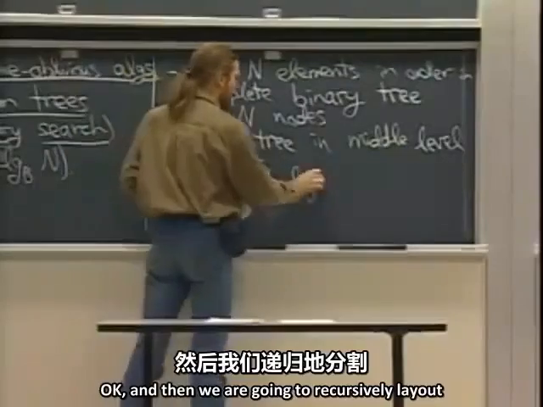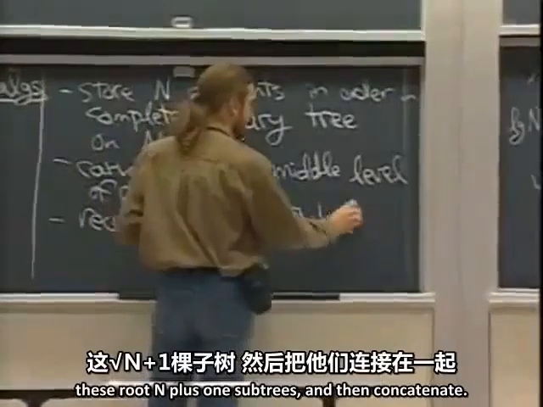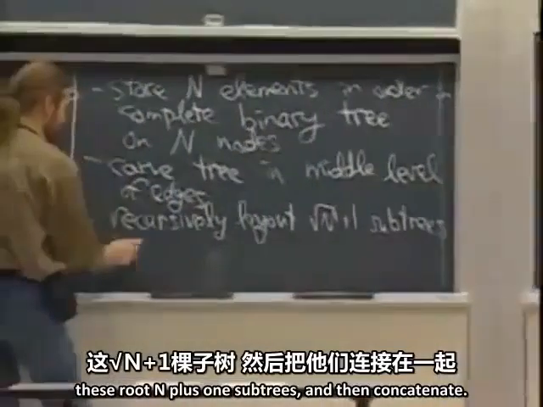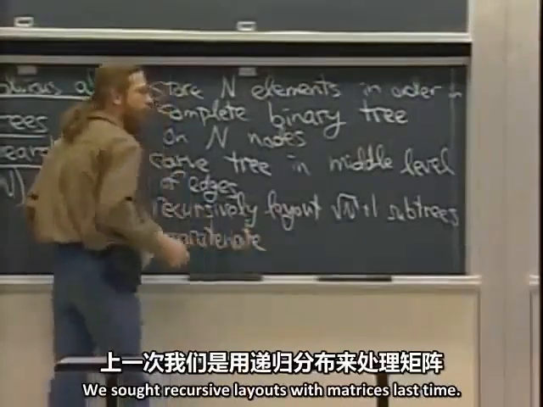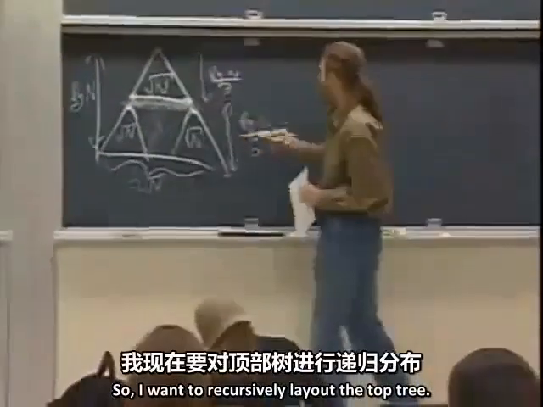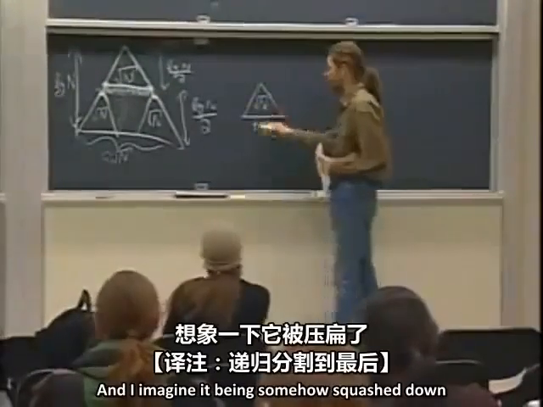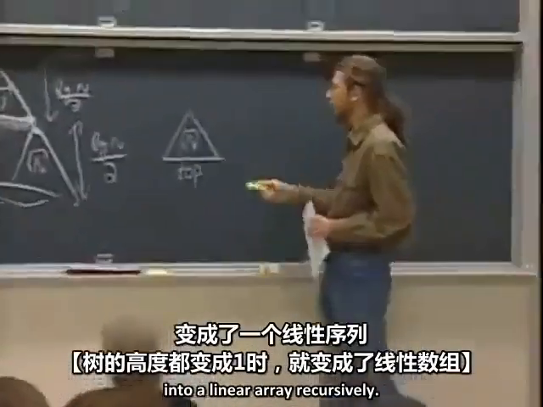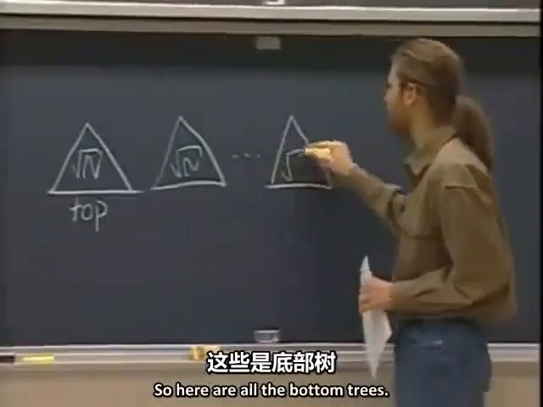And then we're going to recursively lay out these root n plus 1 subtrees, and then concatenate. So this is the idea of a recursive layout. We saw recursive layouts with matrices last time. This is doing the same thing for a tree. So I want to recursively lay out the top tree. So here's the top tree. And I imagine it being somehow squashed down into a linear array recursively. And then I do the same thing for each of the bottom trees. So here are all the bottom trees.